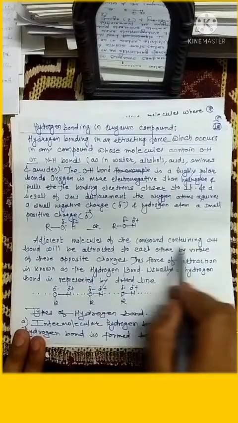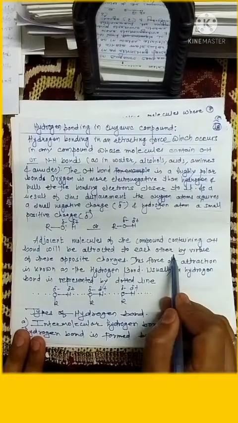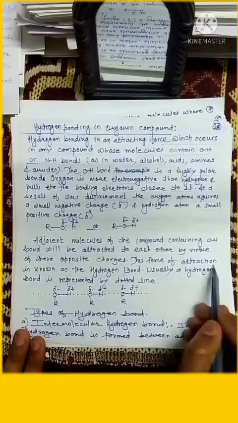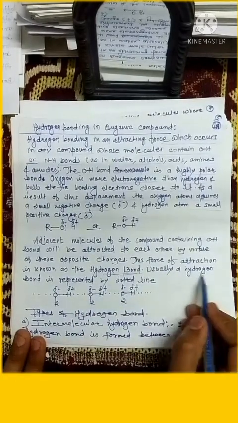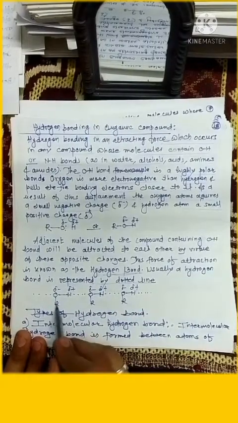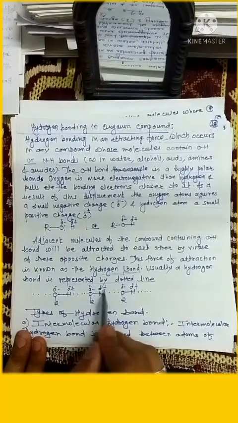The adjacent molecules of a compound containing an OH bond will attract each other by virtue of these opposite charges. This force of attraction is known as hydrogen bond. Usually hydrogen bond is represented by dotted lines. So just see here, this is one molecule of alcohol, and this is another molecule of alcohol.